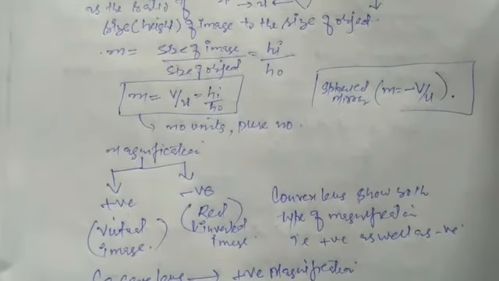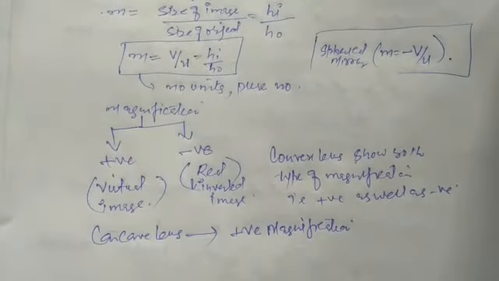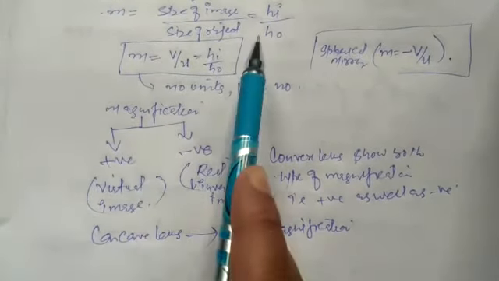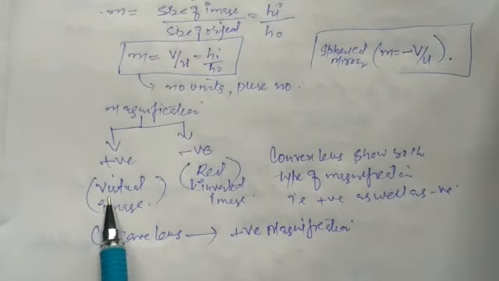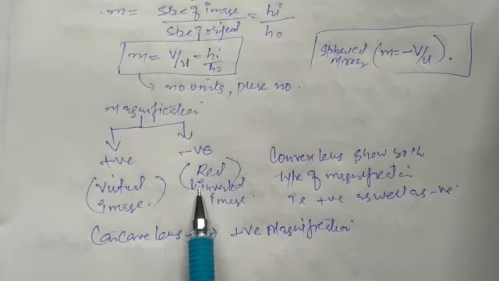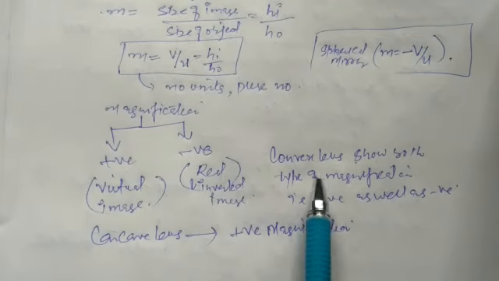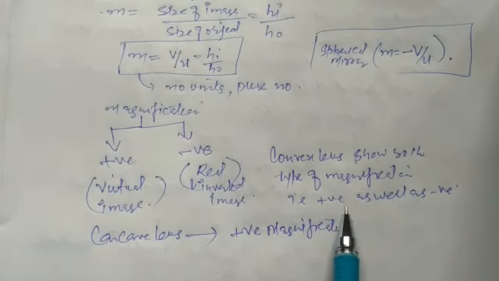So you have to remember this is related to the magnification, that magnification is simply the ratio of size of image to the size of object. Magnification can be positive, negative. If the image is virtual, then the magnification is positive. If the image is real, inverted, then the magnification is negative. Convex lens shows both types of magnification, positive as well as negative, and concave shows only and only positive.